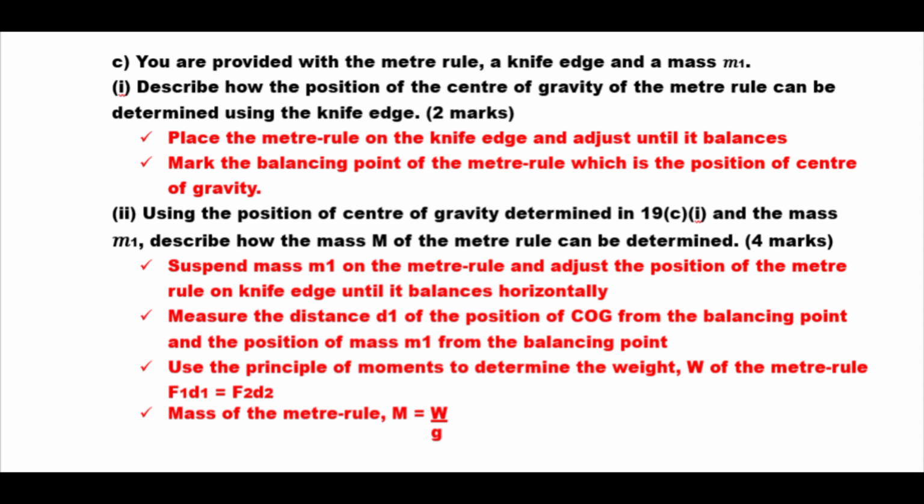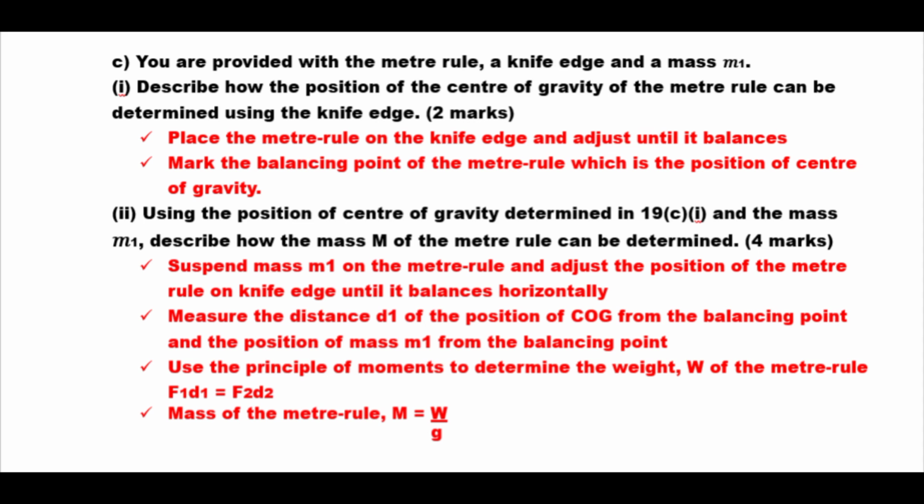So Roman 1, the first point is suspend mass M1 on the meter rule and adjust the position of the meter rule on the knife hinge until it balances horizontally. You first suspend the mass M1 on the meter rule. Then you adjust the meter rule until it balances again. Remember, you have already marked the COG initially. So the second procedure, measure the distance d1 of the position of COG from the balancing point and the position of mass m1 from the balancing point.